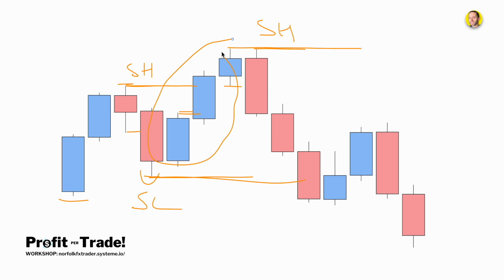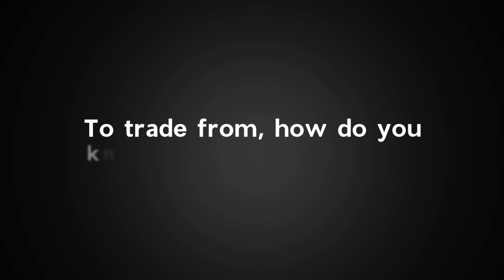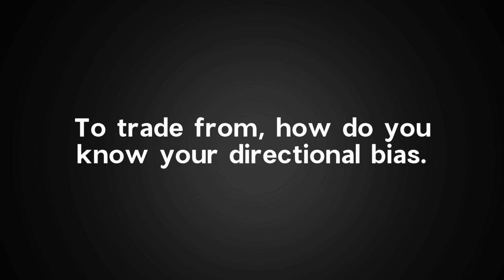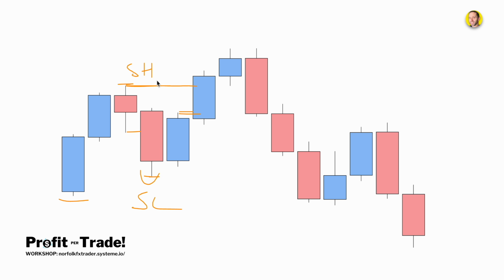It's understanding the use of the candlesticks on your chart to identify valid break of structure and a valid trading range. If you don't have a trading range to trade from, how do you know your directional bias? How do you know where you're looking to trade? So that is the simple procedure.